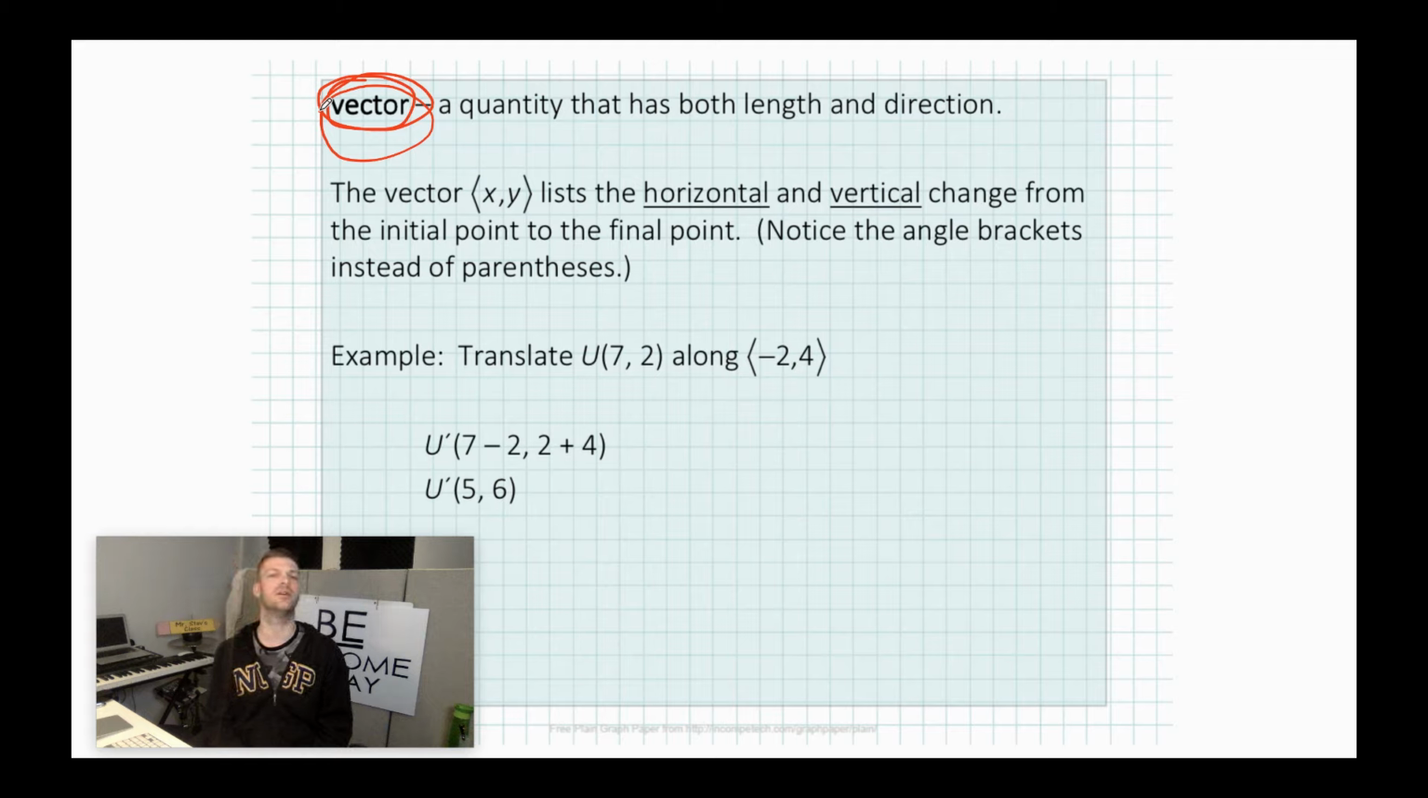Here's what I'm most worried about. This is the big part of the definition here. The vector, pointy bracket, x, y, closing pointy bracket, lists the horizontal and vertical change. Change is the key word. We've been talking about change, translations, transformations, changing. So a vector lists the change from the initial point, from the pre-image to the image, to the final point.